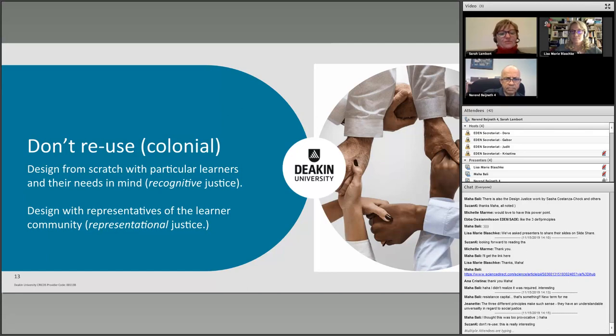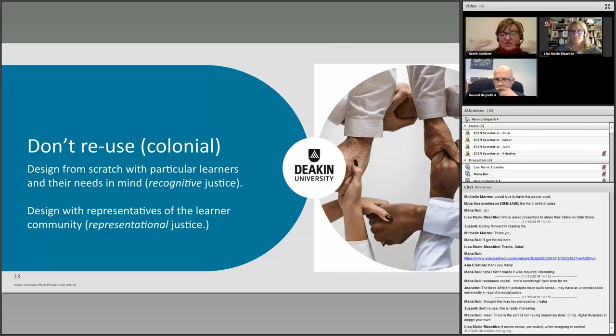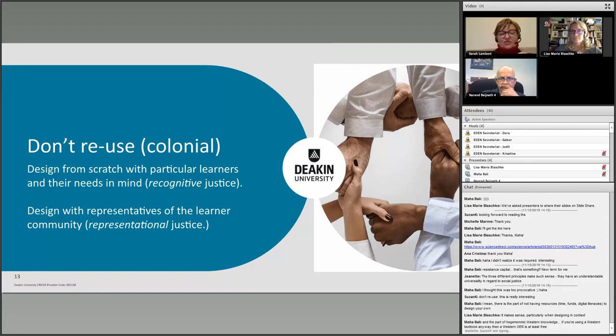And designing with representatives of the actual learner community, that representational justice piece, where learners, or learner representatives of the community that are trying to be enabled, are actually participating in the development of those programs, and sometimes the support of them as well. I think that was less prevalent, but certainly effective when it happened. So I found a great deal of hope from what was happening in the study.